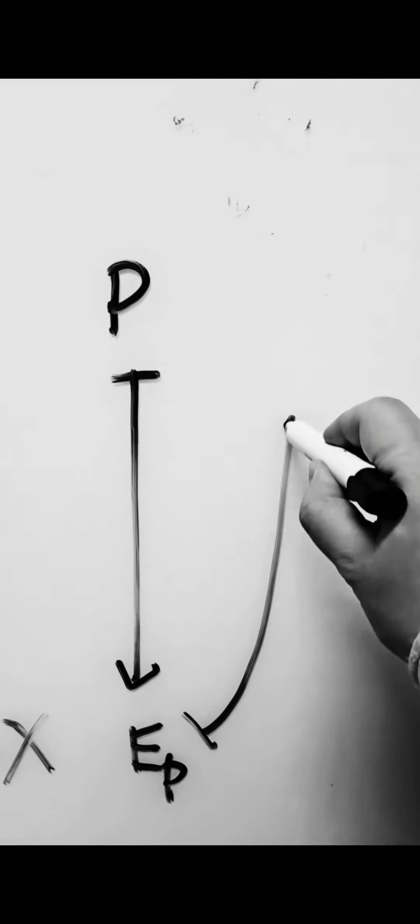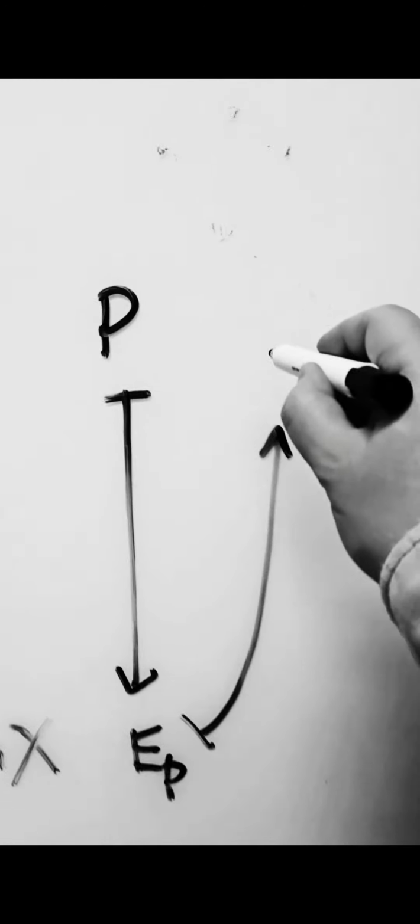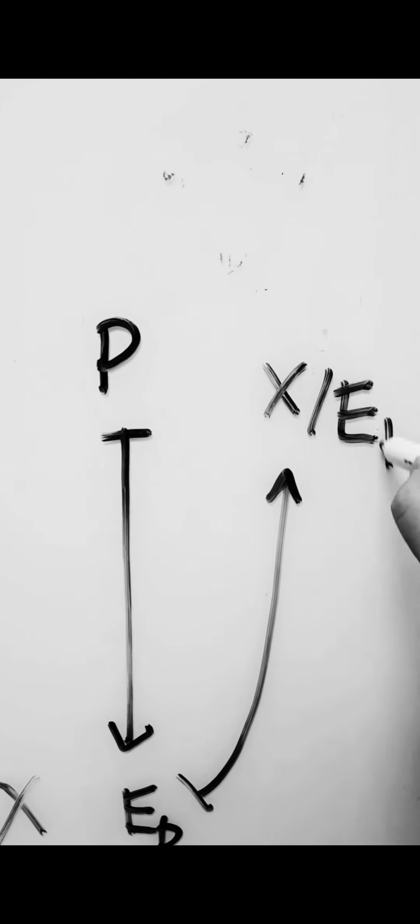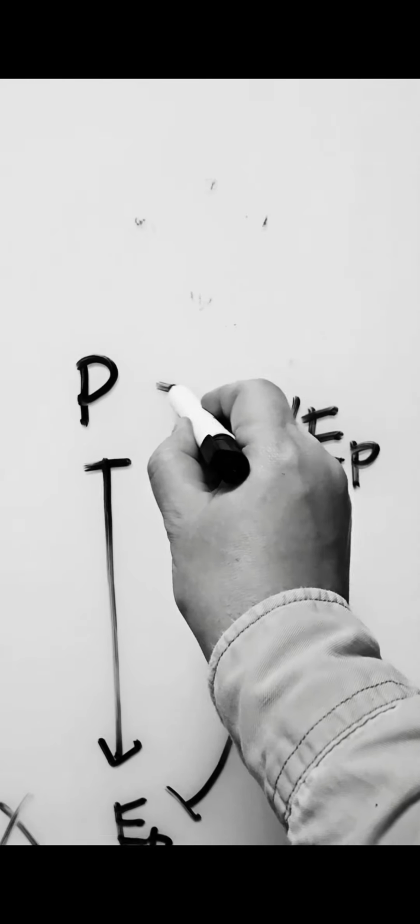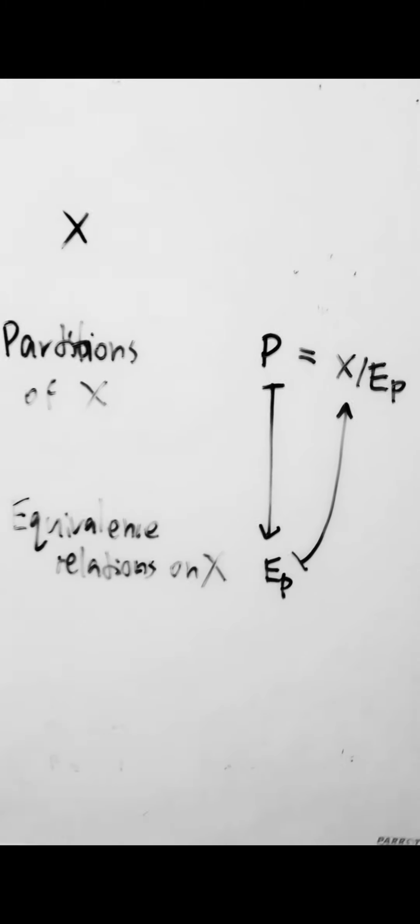Similarly, if I start with a partition P, build an equivalence relation from it, and then create a partition out of it, I will end up with exactly the same partition that I started with.